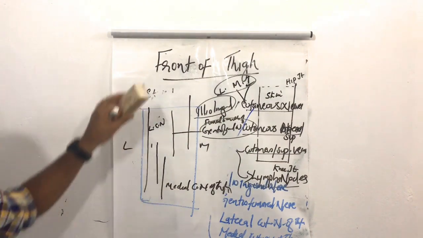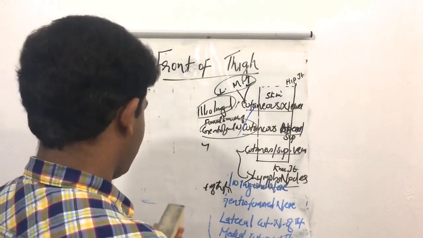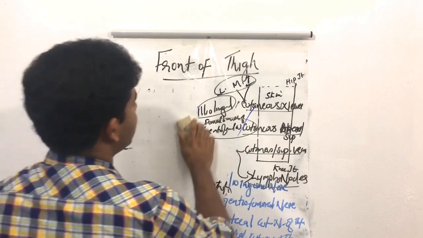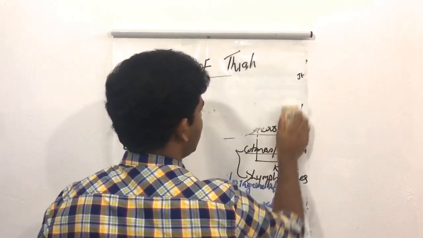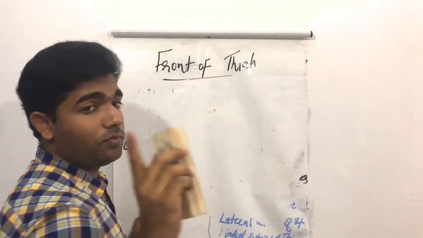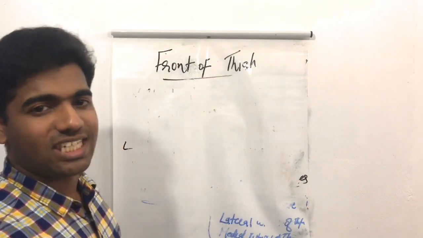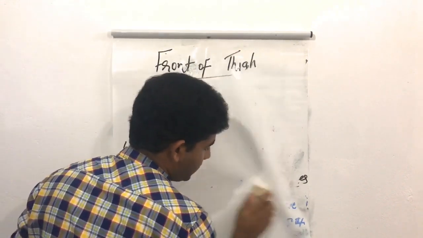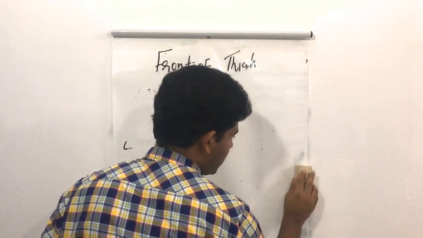It is easy. Okay, and that is the general introduction. In the general introduction, I have told you again, there is skin, there is superficial fascia, there is deep fascia. Deep fascia is also known as fascia lata. And then there are the muscles, then there is the bone.